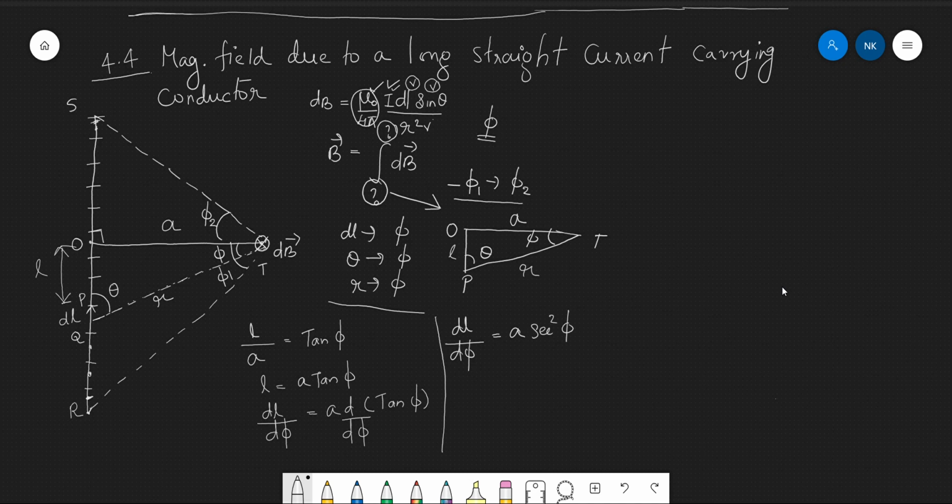Okay, so there we can have it as dl. So finally L is getting converted in terms of phi. dl equals a times sec square phi into d phi. So we are done with dl's conversion. Coming to the second one, that is sin theta.